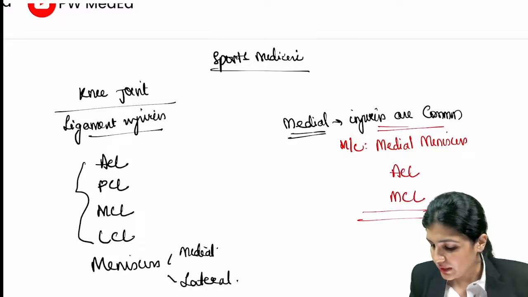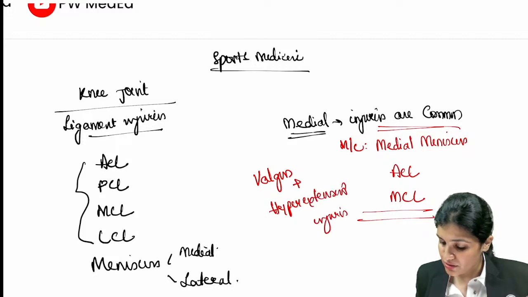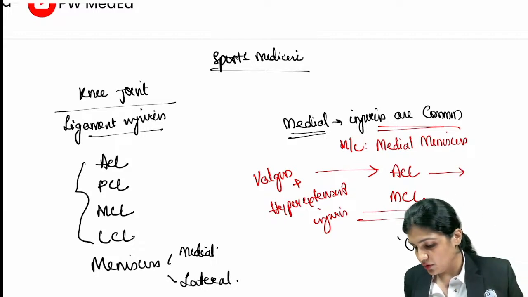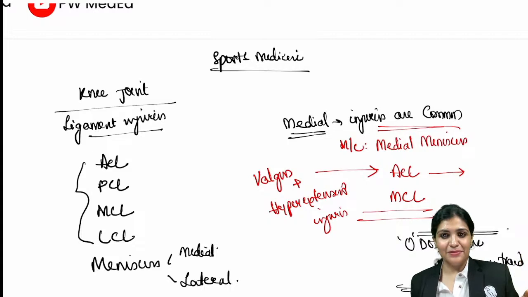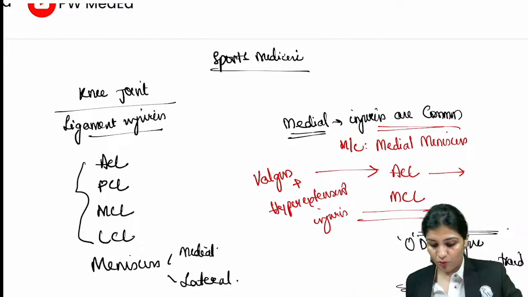So this will occur whenever you have the valgus plus your hyperextension injuries, right? Your hyperextension injuries, and this has been given a specific name called O'Donoghue unhappy triad, right? So this is what you have to remember: the medial meniscus with the ACL with the MCL in case of your valgus plus hyperextension injuries will present with this triad, the O'Donoghue unhappy triad, right?